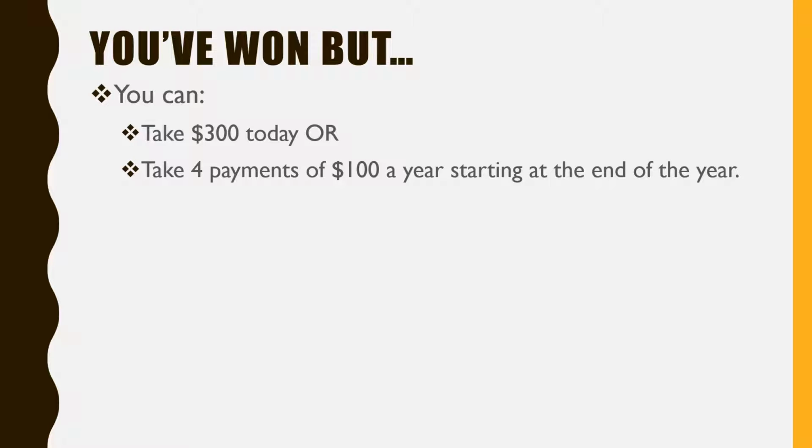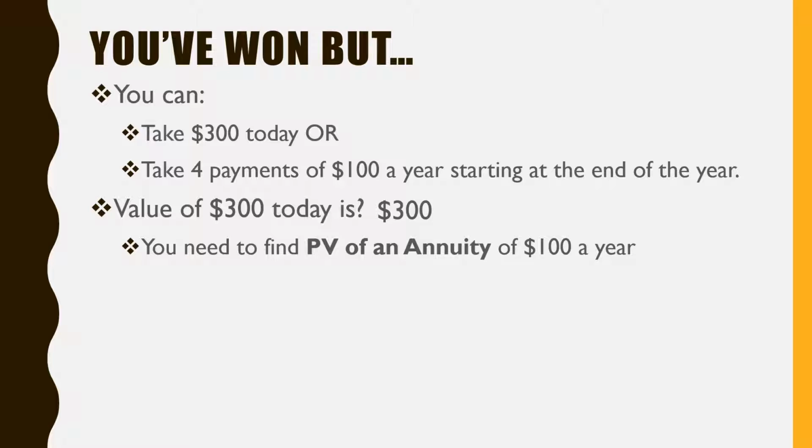Okay, now you've won, but you can either take a lump sum or an annuity. If you watch the lottery, this is always a choice that they make you take. So you can get $300 today or take 4 payments of $100 starting at the end of the year. We'll start with the value of $300 today. What's the value of $300 today? Hopefully you said $300. If you're ever looking for the amount today, the present value of the amount today is the amount today. Don't overthink it. So what we'll need to do is find the present value of that annuity of $100 to see how that compares to $300 today.